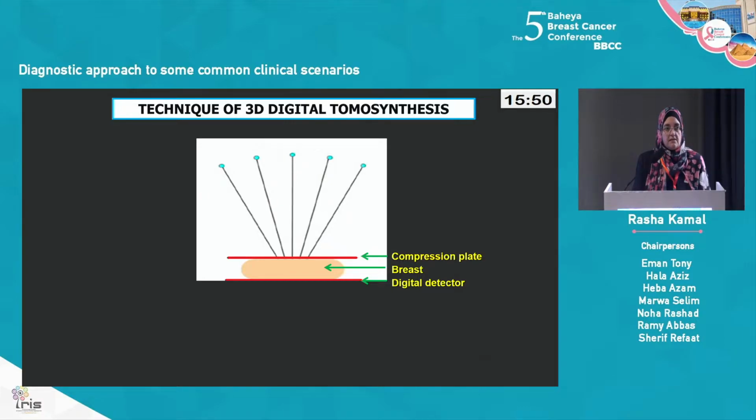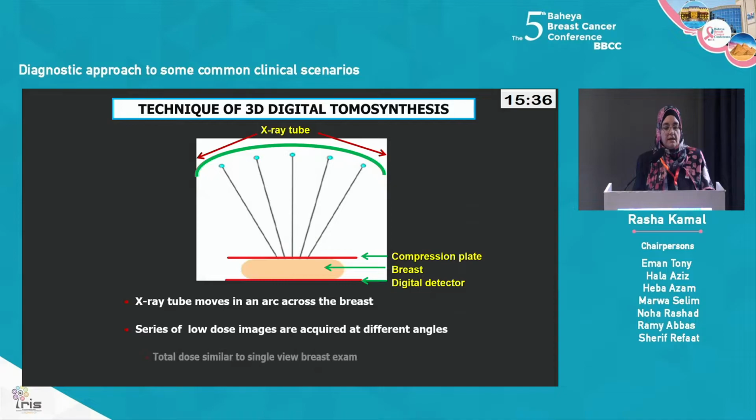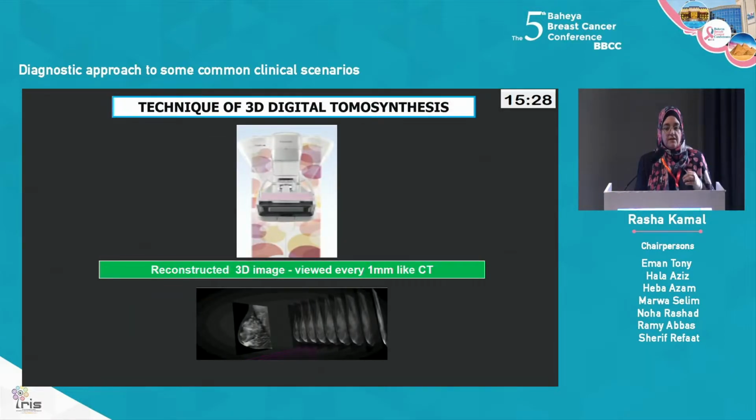But in tomosynthesis, it's not like this. We place the patient as if we're going to have a CC view, and the X-ray tube moves in an arc across the breast, taking a series of low-dose images. The total dose of this is equivalent to or slightly higher than a single-view mammogram. Looking at the breast from different directions will give us a 3D reconstructed image, which can be viewed after every 1 millimeter, exactly like what we do in CT.